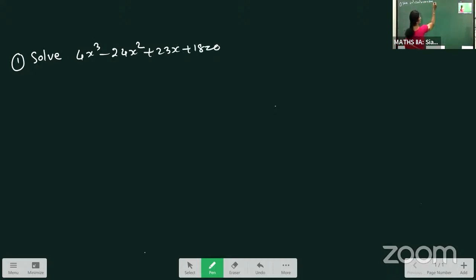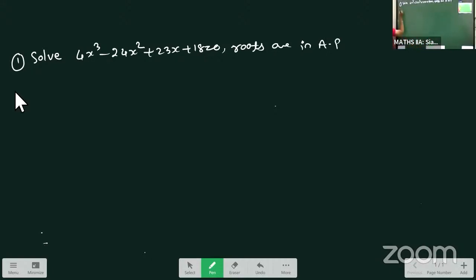First question, the equation will be given like this. Solve 4x cube minus 24x square plus 23x plus 18 is equals to 0. Roots are in AP. So here what is the condition? By taking roots are in AP, we have to solve the equation.